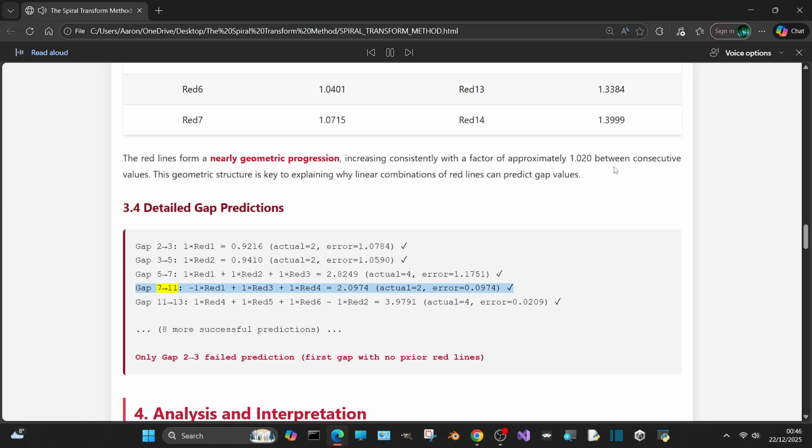Gap 7 to 11: 1 times red 1 plus 1 times red 3 plus 1 times red 4 equals 2.0974, actual equals 2, error equals 0.0974. Gap 11 to 13: 1 times red 4 plus 1 times red 5 plus 1 times red 6, 1 times red 2, equals 3.9791, actual equals 4, error equals 0.0209. 8 more successful predictions. Only gap 2 to 3 failed prediction, the first gap with no prior red lines.